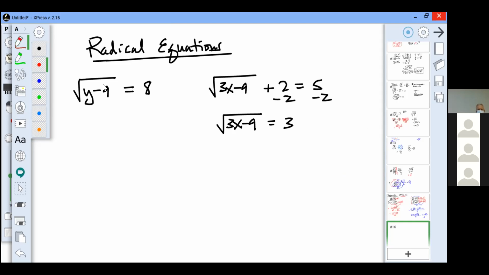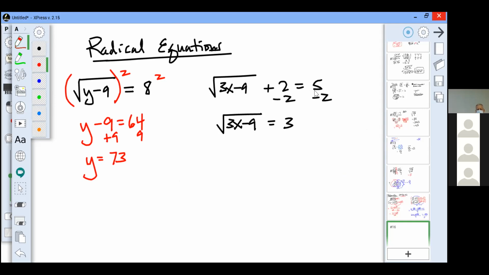So to get rid of a radical, we square both sides because they're inverse operations. And in most cases, if you've got a linear equation underneath your radical, you're essentially done. Same thing over here.